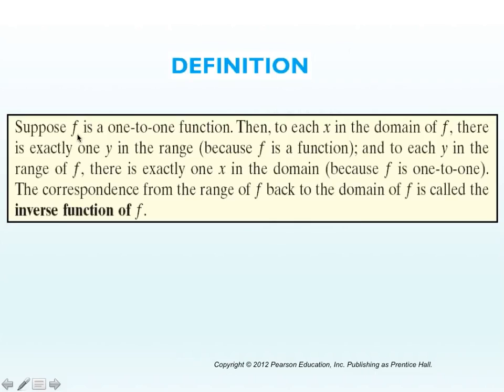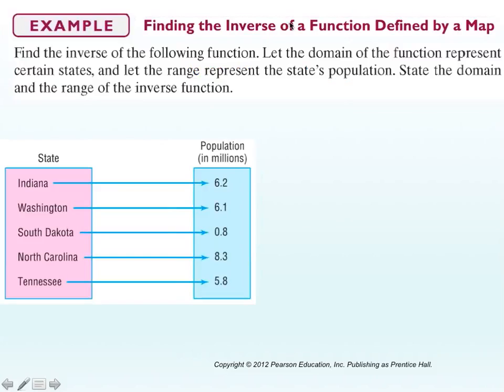So let's suppose now that f is a one-to-one function. Then to each x in the domain of f, there is exactly one y in the range, which we already know. Every x corresponds with one y. And to each y in the range, there is exactly one x, because we know it's one-to-one. So the correspondence from the range of f back to the domain is called the inverse function. Now, this is an important concept, and we're going to do it from easy examples and then also from equations in just a minute.